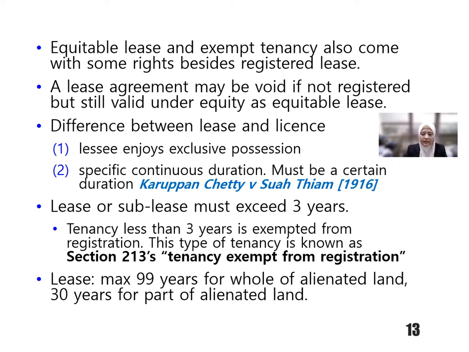A tenancy which is less than 3 years is exempted from registration. So this is what we've been discussing. Anything less than 3 years is known as section 213 tenancy, exempt from registration. You are not required to register, but you will still receive some kind of benefit or protection under the National Land Code, provided it's a valid tenancy.